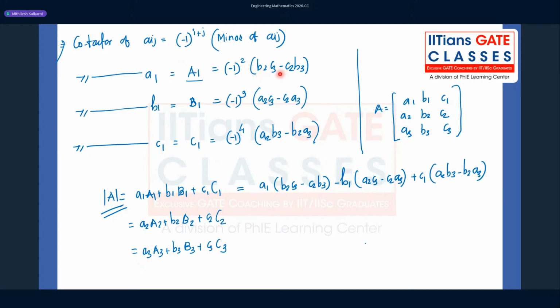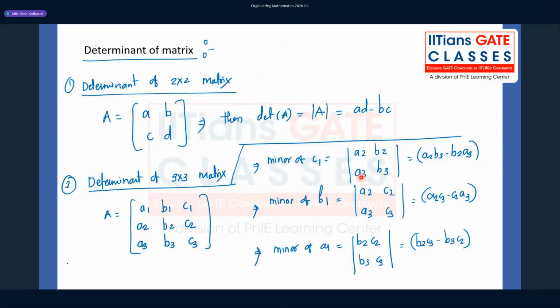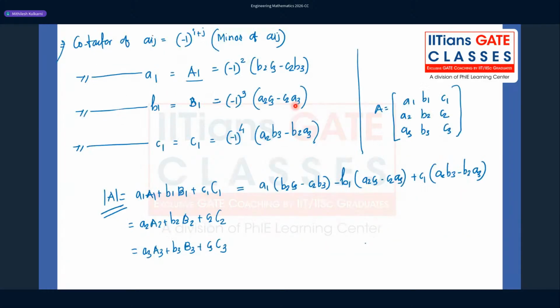We already calculated. The cofactor of b1 is here. i is 1, j is 2. So minus 1 raised to the power 1 plus 2 into a2 c3 minus c2 a3. And for c1 it is minus 1 raised to the power 1 plus 3, so it is minus 1 raised to the power 4, into a2 b3 minus b2 a3. In this way you calculate the capital A1, B1, C1, which are the cofactors of small a1, b1, c1. Multiply them with small a1, b1, c1 respectively, and that is nothing but the determinant.